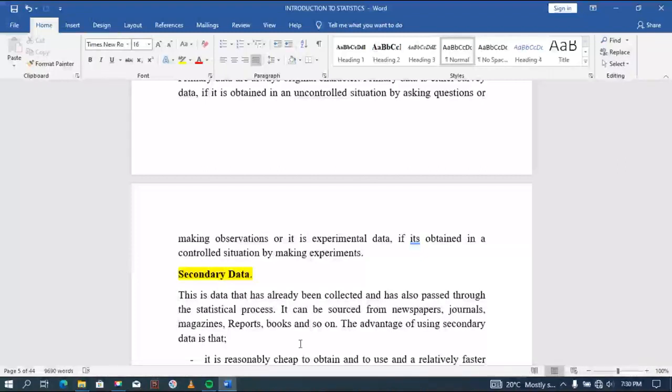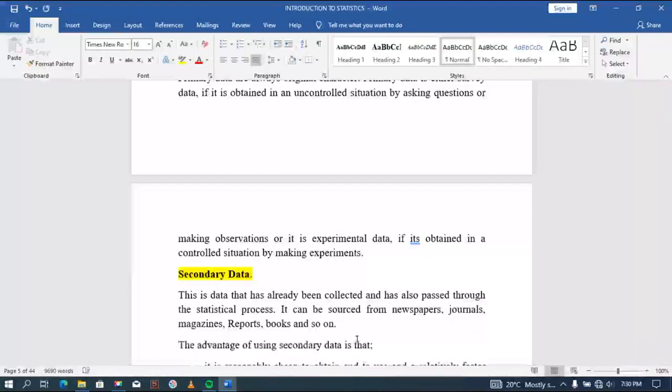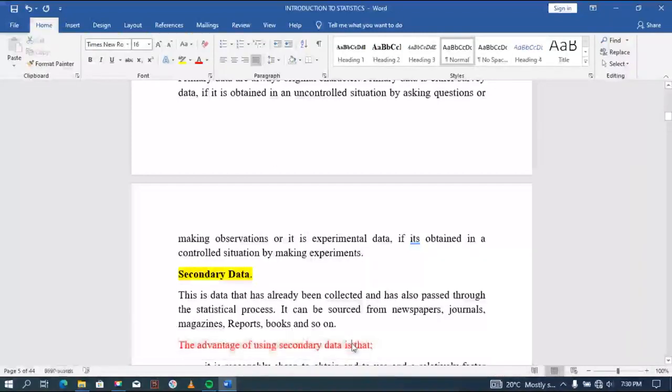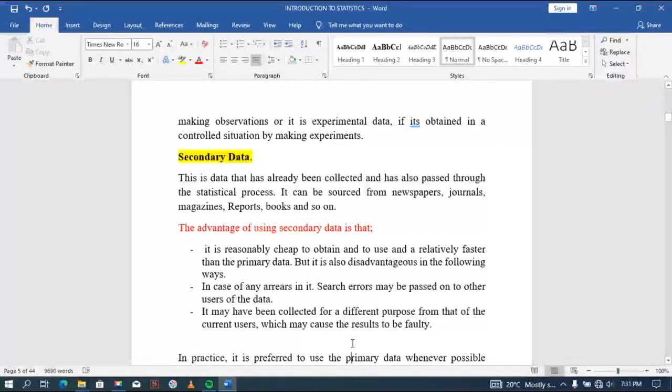So, advantages of secondary data. Some of the advantages of secondary data is that, one, it is reasonably cheap to obtain and to use and relatively faster than primary data. When it comes to collecting secondary data, you're not going to incur much, since data is already available. So it's going to be cheap both in terms of cost and time, unlike primary data that is being collected for the very first time.